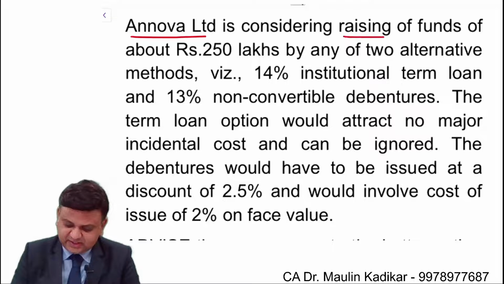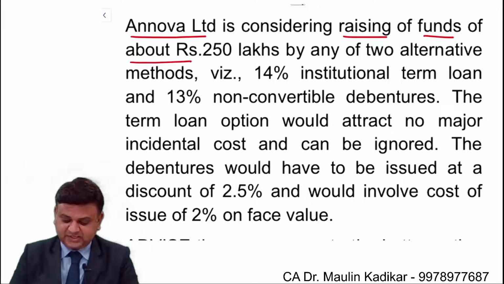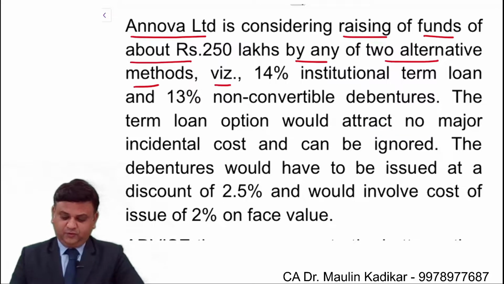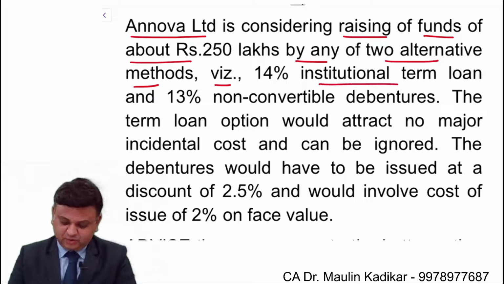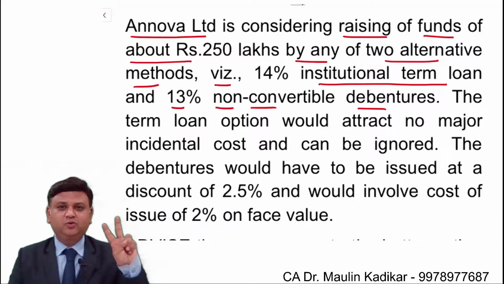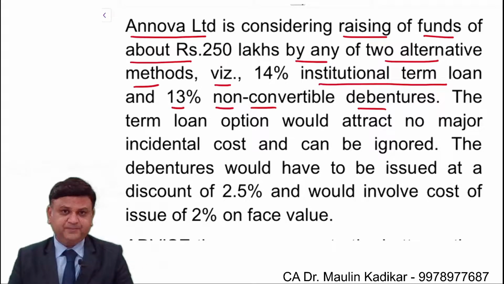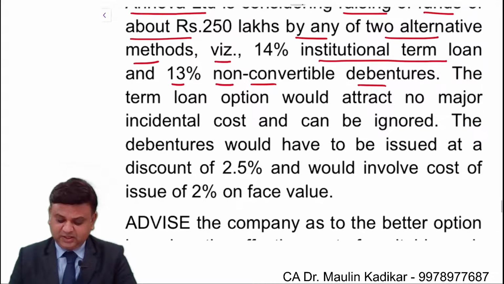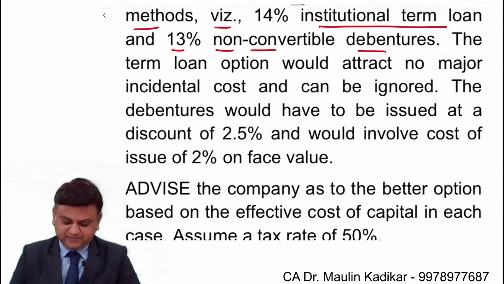Innova Limited is considering raising funds of rupees 250 lakhs by either of two alternative methods, namely a 14% institutional term loan and 13% non-convertible debentures. So there are two sources of finance. One is the institutional term loan, and the second is 13% non-convertible debentures.